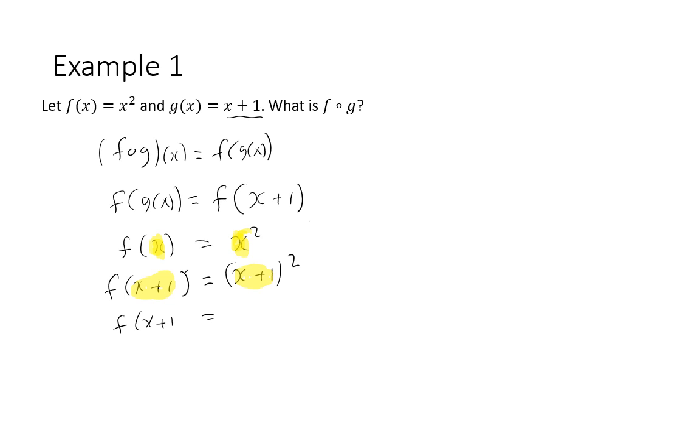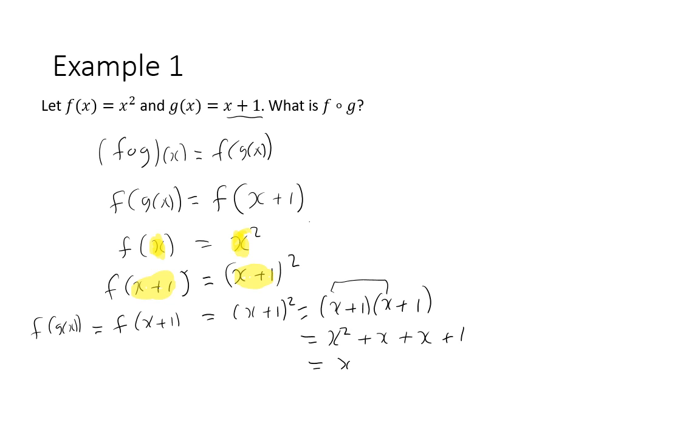So our f of x plus 1, which is our f of g of x, is equal to, if we expand this, (x plus 1) squared, and this is just (x plus 1)(x plus 1). If we expand it, x times x is x squared, x times 1 is x, 1 times x is x, and 1 times 1 is 1. So we'll have x squared plus 2x plus 1.